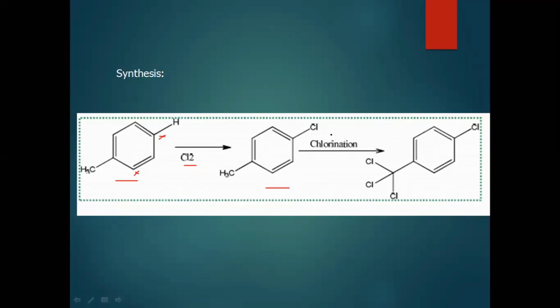Then further chlorination once again, wherein you can convert this CH3 into CCl3. So this will be the target molecule. In order to get this target molecule, you need to use Cl2 and chlorination reactions in the later steps.